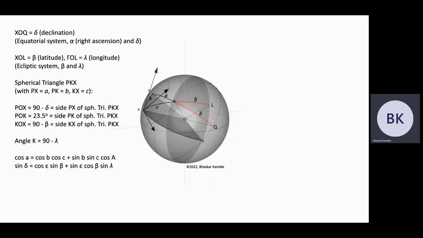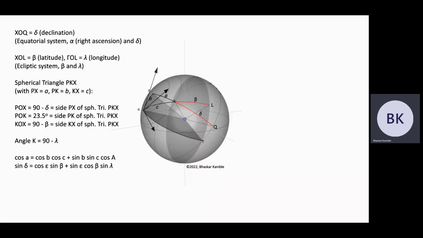So we know what a is, what b is, what c is. In order to apply the cosine rule, which is cos a equal to cos b cos c plus sin b sin c cos A, we need to know what this capital A is. This capital A is essentially this angle, capital K, here, PKX, so to speak. Basically, the angle between this arrow and this arrow.